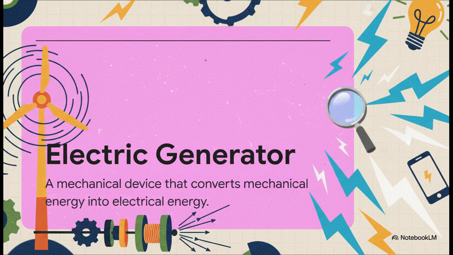Just think of it like a translator. It takes mechanical energy, like the spinning of a turbine from wind or water, and it converts it into electrical energy. The real magic here is a principle called electromagnetic induction. And it basically says that if you move a magnet near a wire, you create an electric current. It's that simple idea, just scaled way, way up, that powers our entire world.